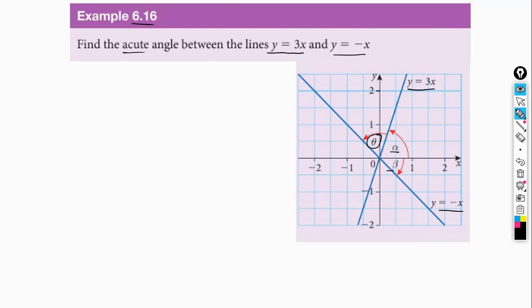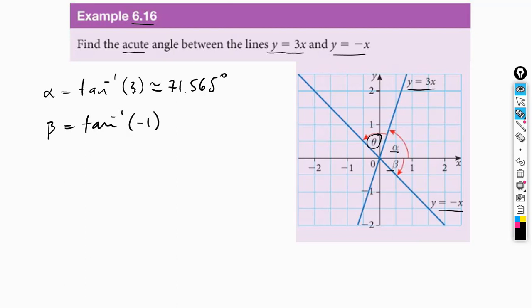So we know that angle alpha is going to equal the inverse tangent of the slope, which for this case is 3. If you plug that in the calculator, you're going to get approximately 71.565 degrees. And here you want to carry a few decimals in order to get a more accurate answer. Beta, on the other hand, is going to equal the inverse tangent of the slope of the other line, which is -1, and this is equal to -45 degrees.